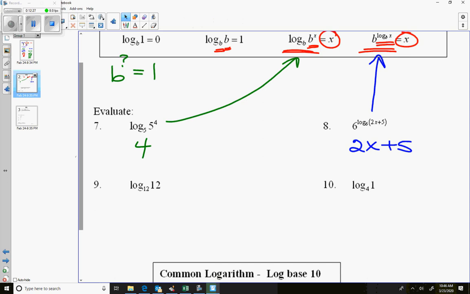Number 9. Log base 12 of 12. The answer is simply 1. That is that property. And the last one. Log base 4 of 1 is 0. Doesn't matter what the base is, if the argument's 1, it evaluates to equal 0.